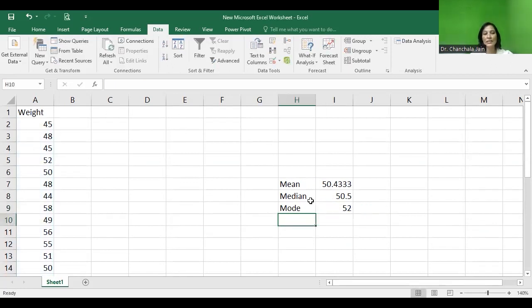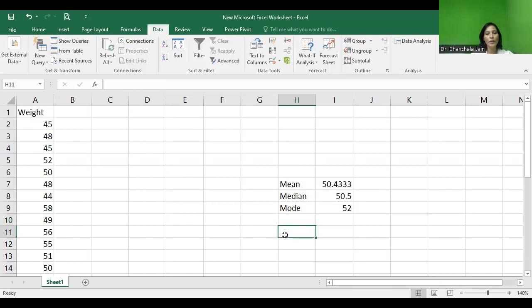So these are the three measures of central tendency, and we can see mean and median are very close to each other. Although mode is a little bit distant from the mean and median. But if I want to say, I can say these all three are almost similar or close to each other.